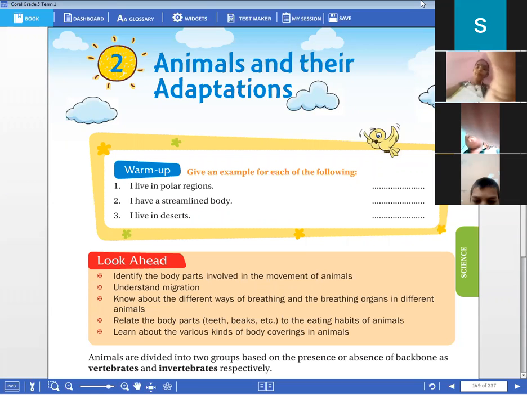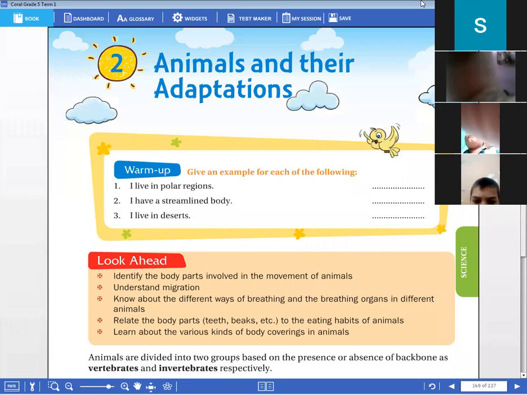I live in a polar region. What is a polar region, children? Very good, Shivsai has scored 10. I hope all my students will score good marks. Okay, tell me what is the polar region?